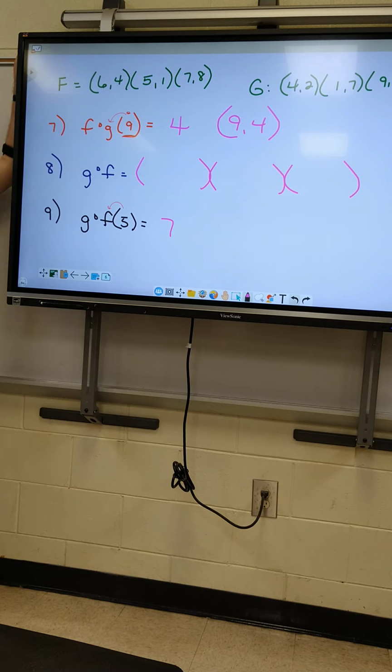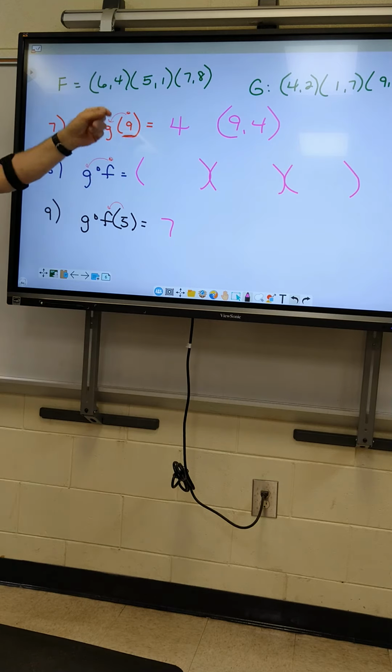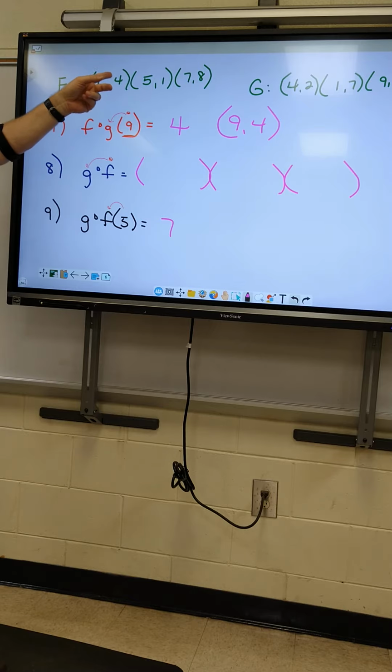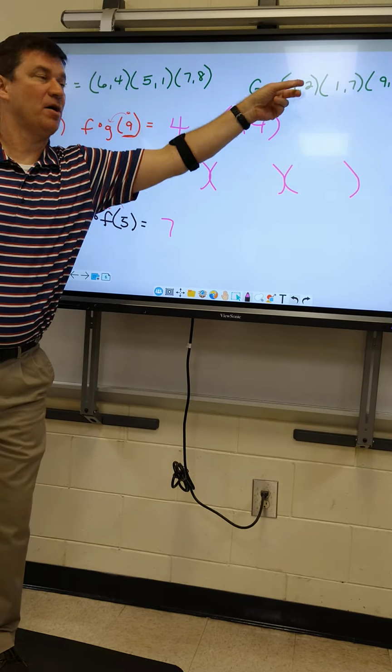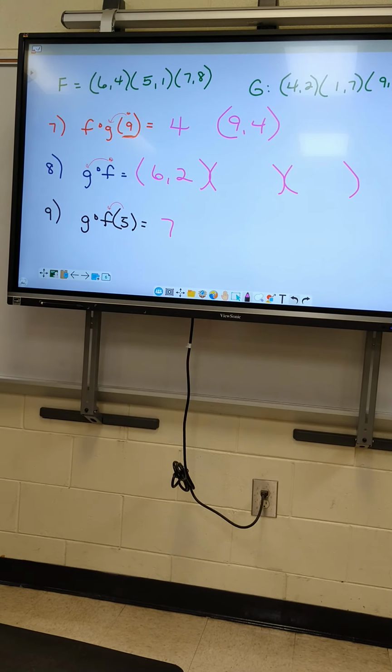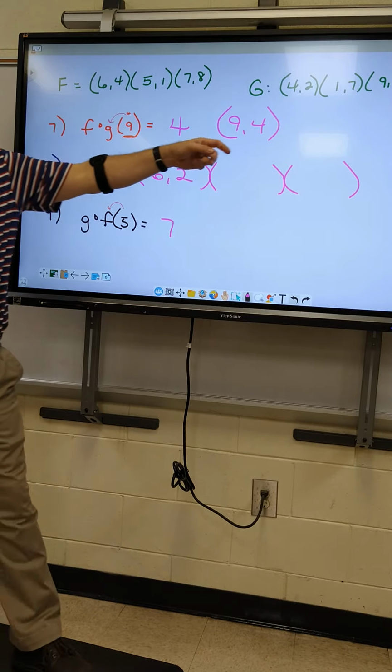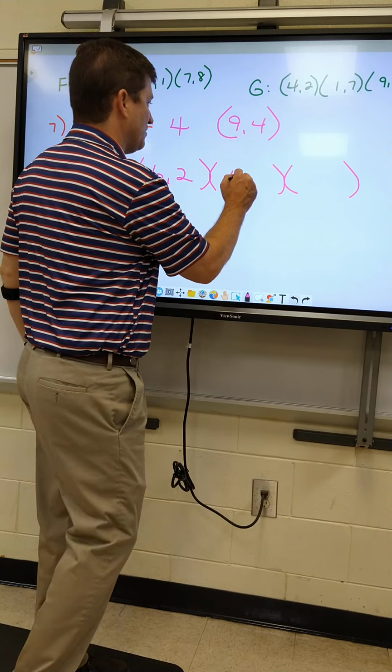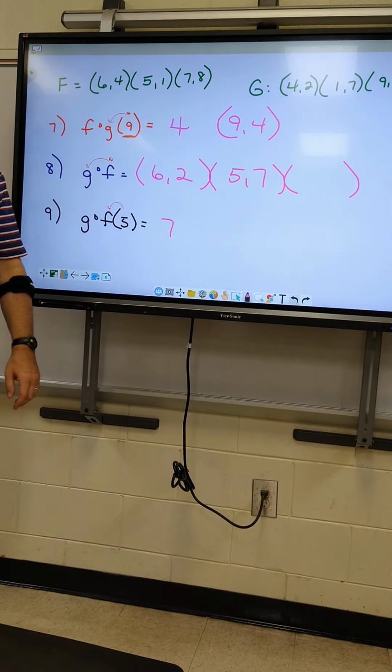All right, so the question is, where do we start? You want to guess where we start? We start at F, and then we go into G. So I start here. 6 is paired up with 4, correct? What's 4 paired up with? So I write 6 and 2. All right, go to the next one. 5's paired up with 1. 1's paired up with 7. So I've got 5 and 7.